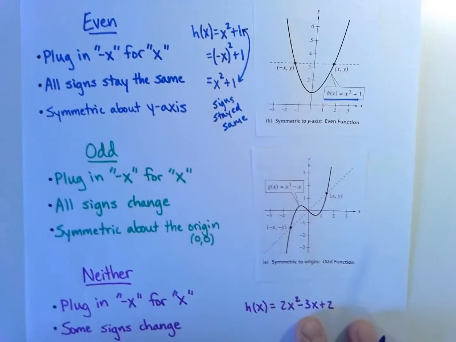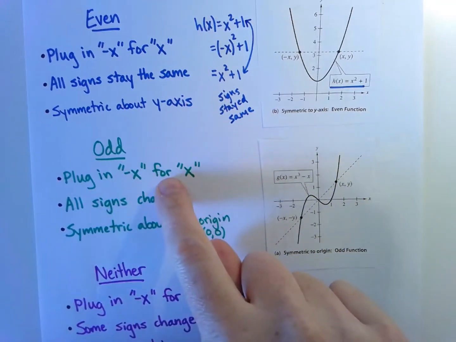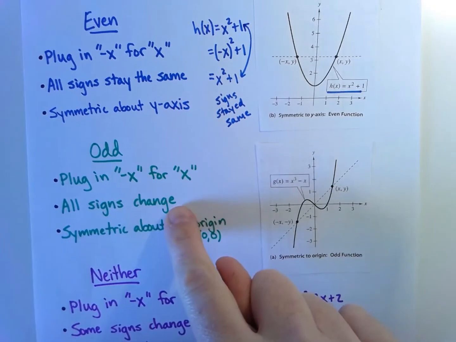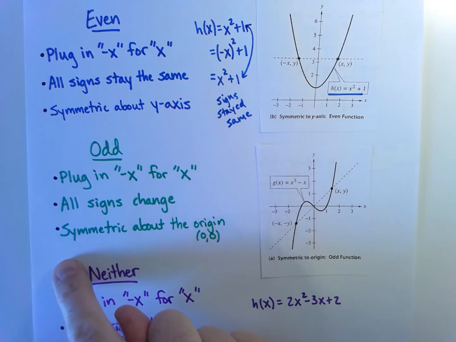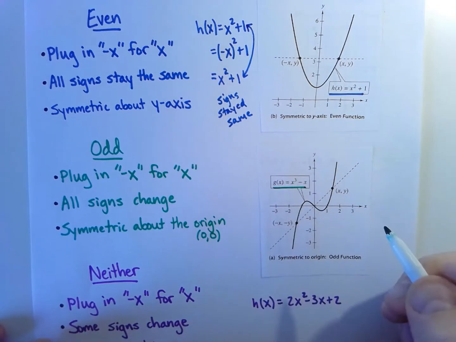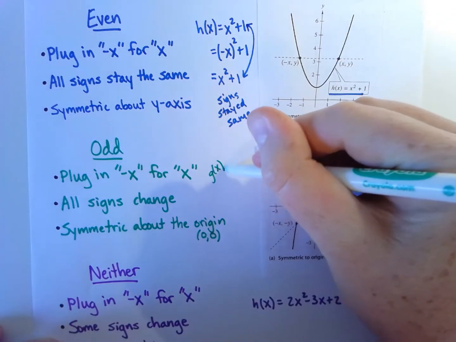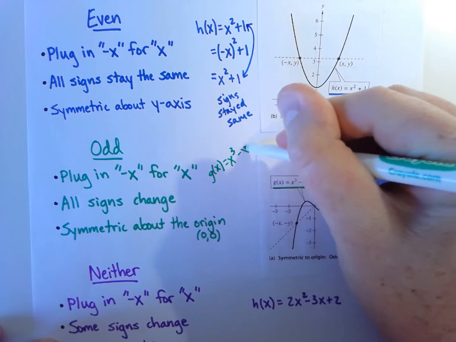So then if my function is odd, we plug in negative x for x again, and all the signs change this time, and then we would say it's symmetric about the origin. So this is a picture of one that's symmetric about the origin, and it is odd. So let's examine this equation here. They said g of x equals x cubed minus x.